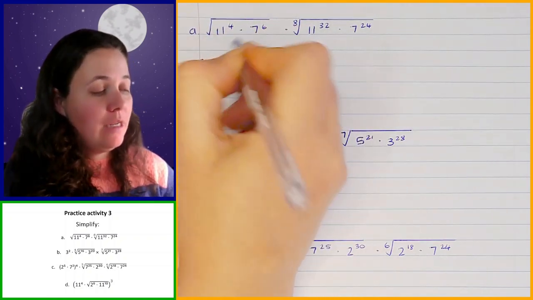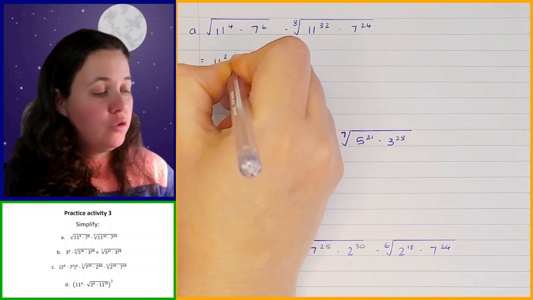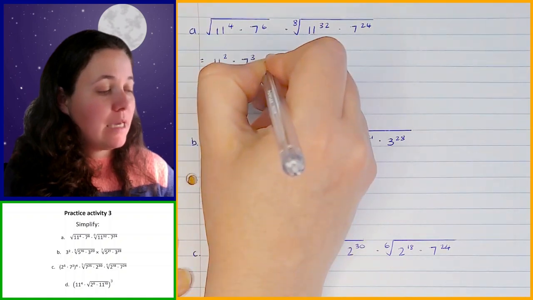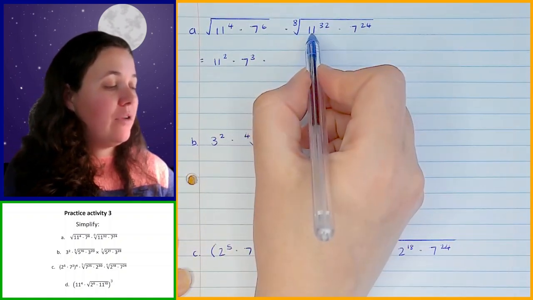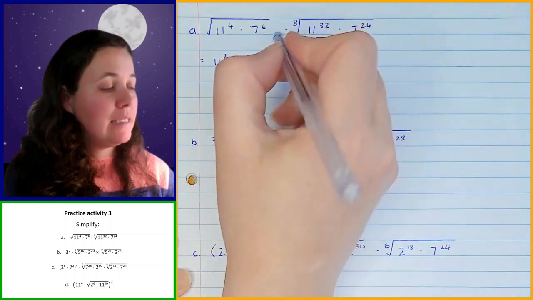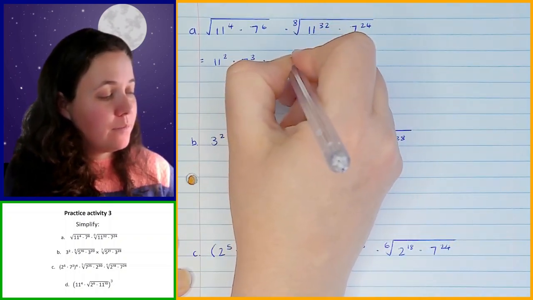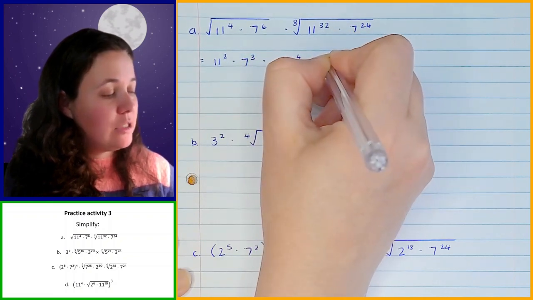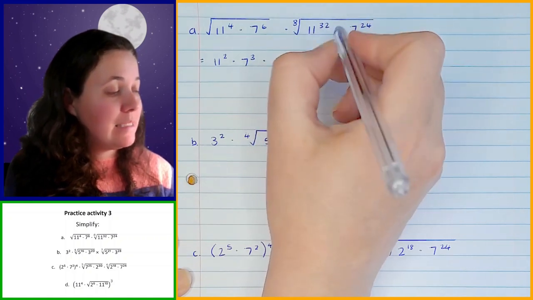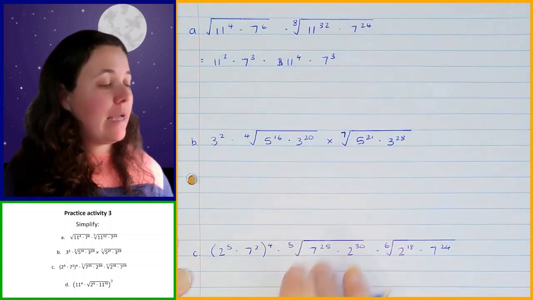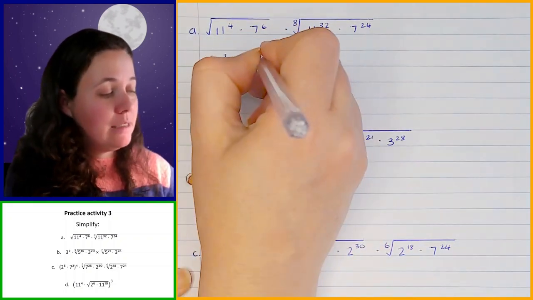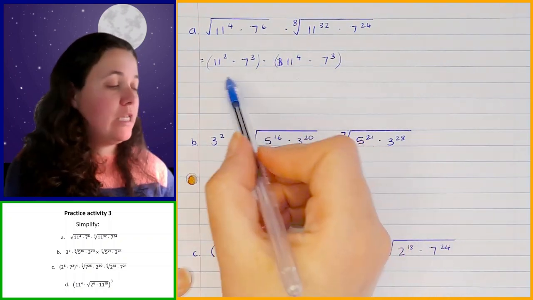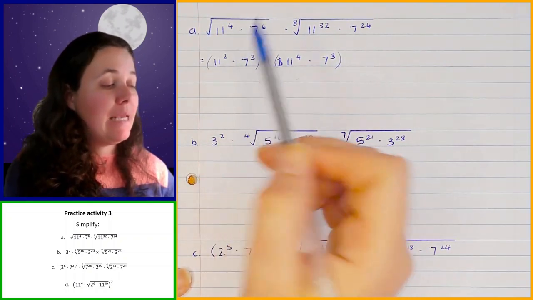So I've got 11 to the power of 4 divided by 2 is 2 times 7 to the power of 6 divided by 2 is 3 times. Then over here, I've got 11 to the power of 32 divided by 8 is 4. Times 7 to the power of 24 divided by 8 is 3. Okay, now this over here, I could have put this in brackets and this in brackets if I wanted to, but remember it's all just multiplication, so it doesn't need to be in brackets, but I can keep it in brackets if I wanted to.